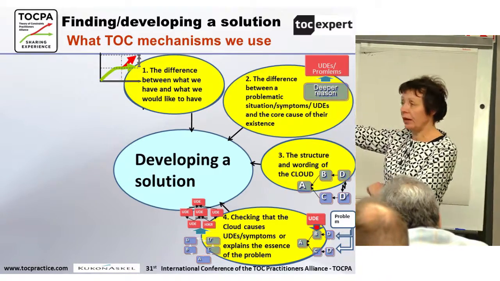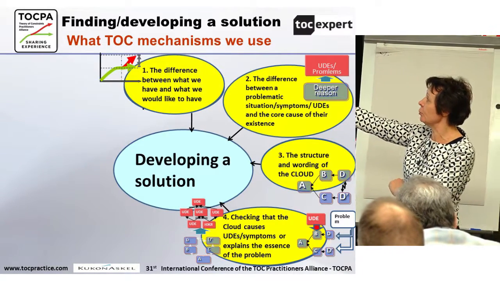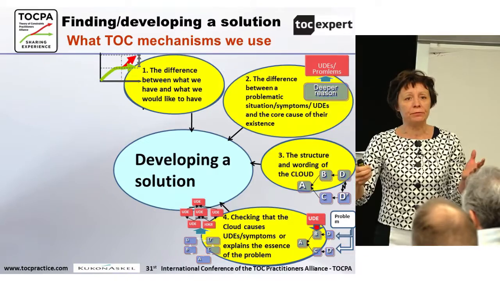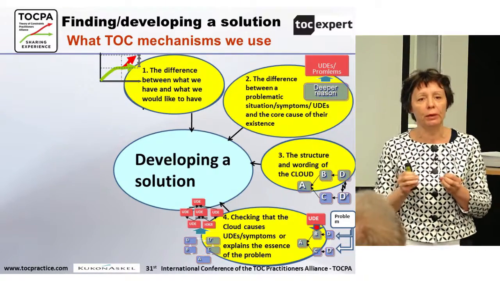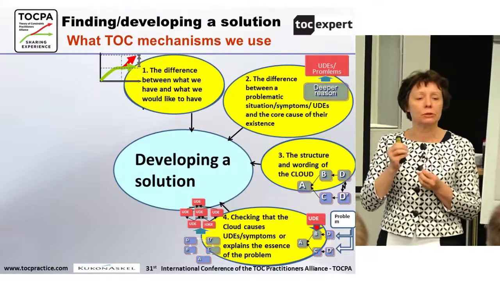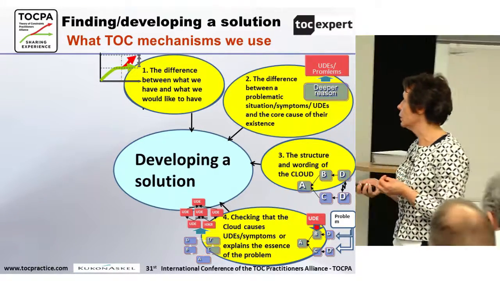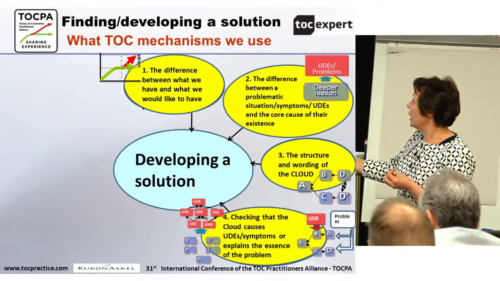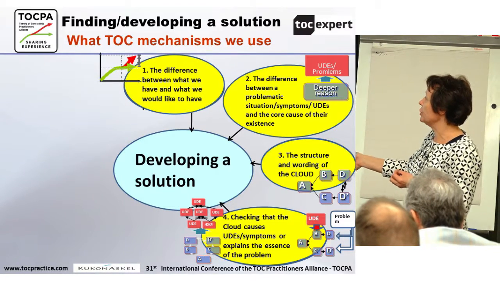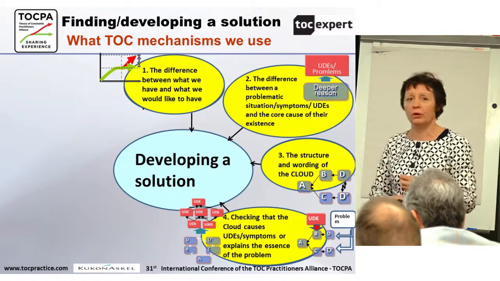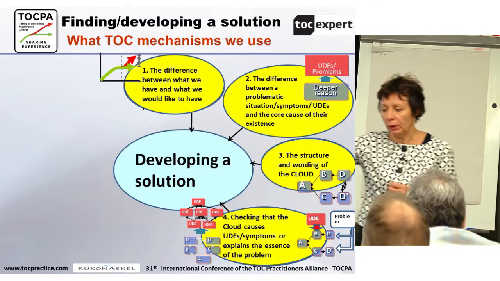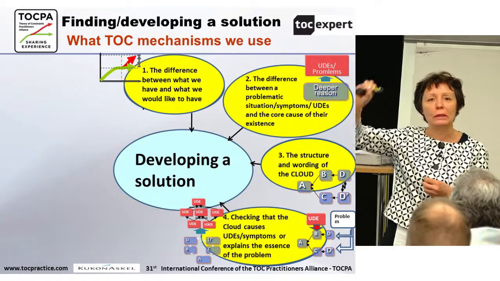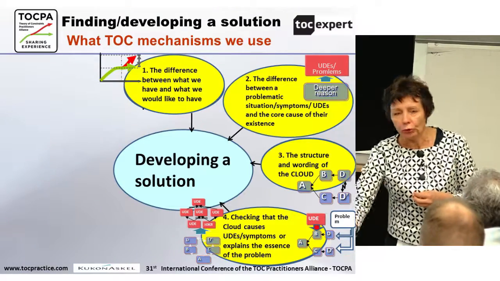And there are the answers of TOC. The difference between what we have and what we would like to have is the identification of the problem, and is a trigger to start using TOC thinking tools. There is a difference between a problematic situation, a symptom, and the core cause of its existence. In TOC, we say that when you see something on the surface, it might only be a symptom. Look for a deeper cause.